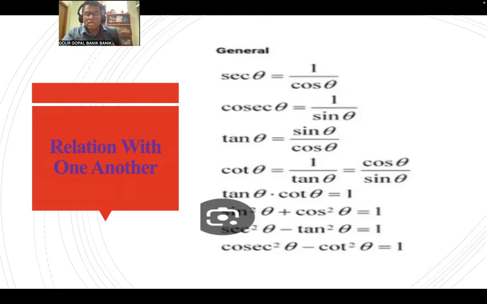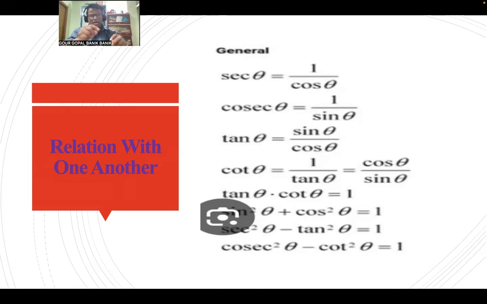And sin squared theta plus cos squared theta is 1. Remember, sin squared theta plus cos squared theta always comes to 1. And sec squared theta minus tan squared theta also comes to 1. This can be proved, dear students. And cosec squared theta minus cot squared theta is also 1. So we can learn some formulas which always come to 1.